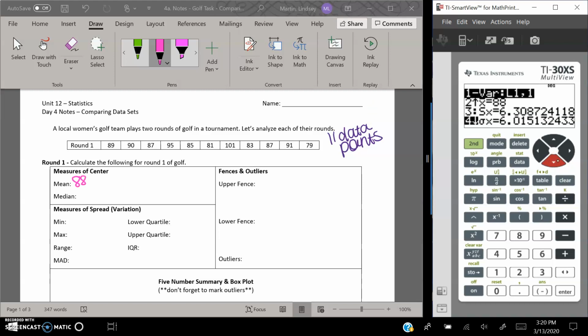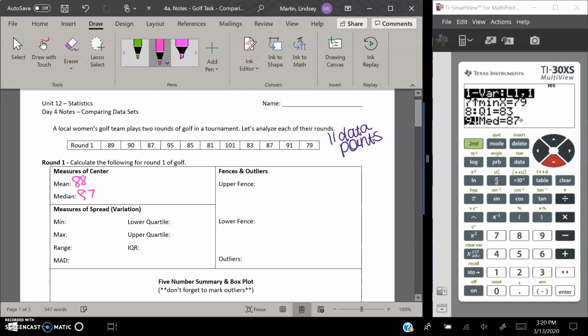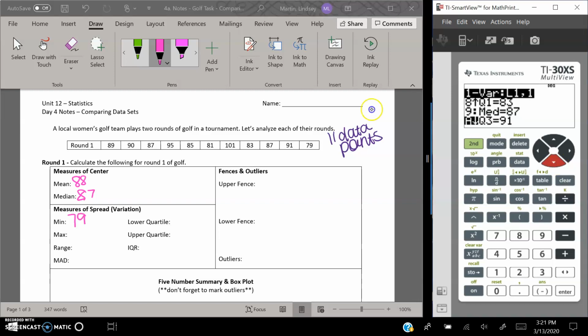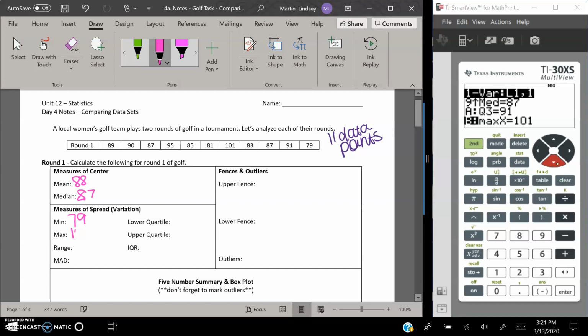We can continue to scroll down to find our other data points. If I continue to scroll, we can see that our median is listed right here as 87. Our minimum, 79. Scroll down some more and we can get our maximum of 101.